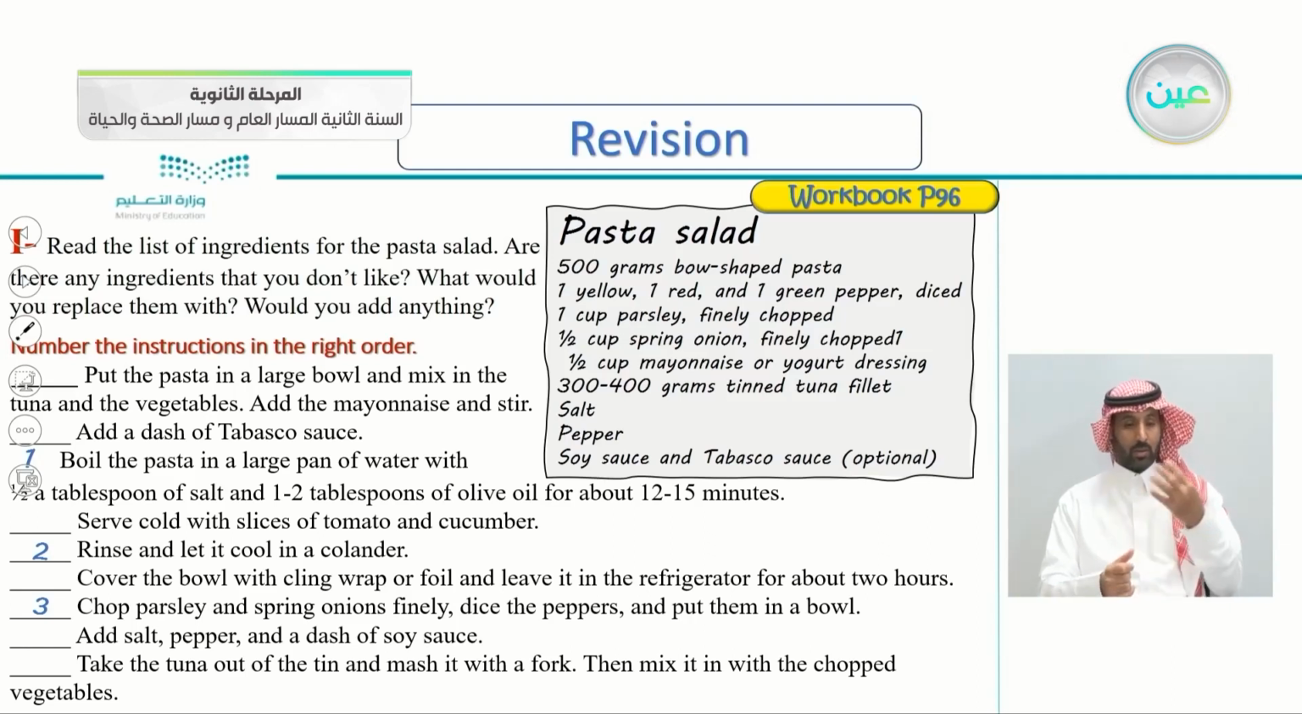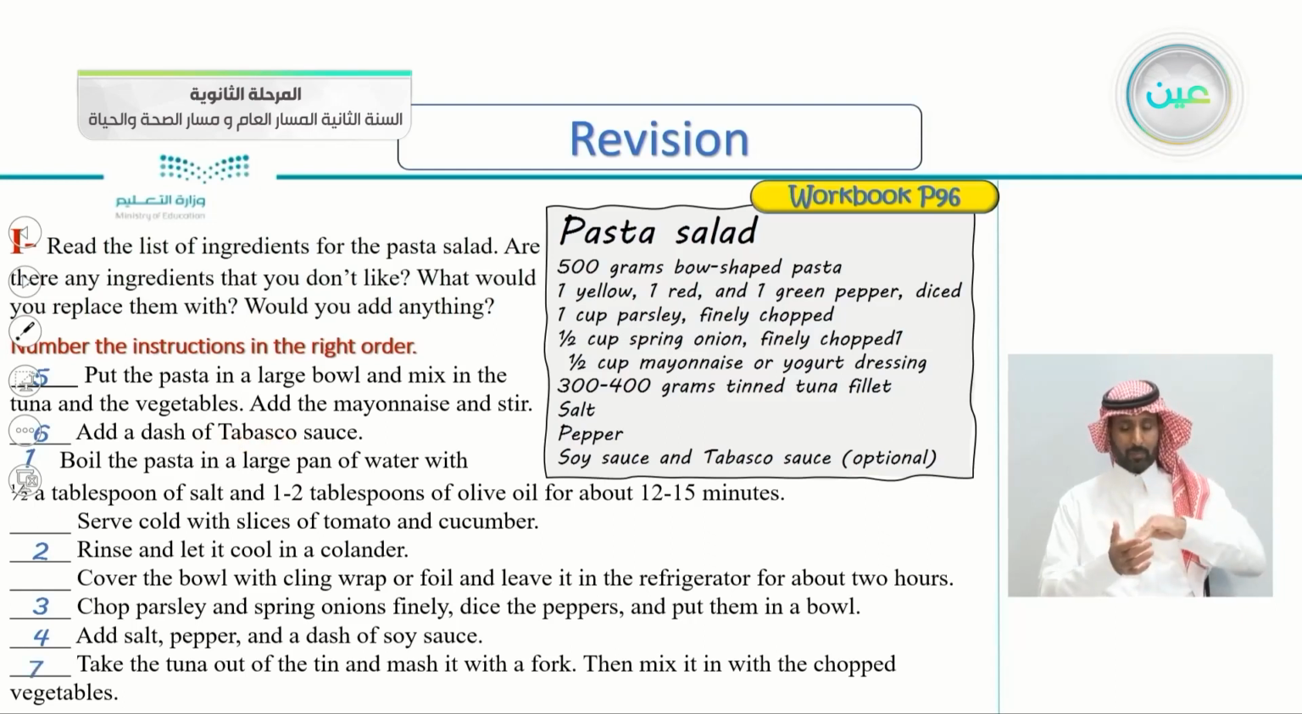Number 4, which one is step number 4 here? Number 4 would be to add salt, pepper, and a dash of soy sauce. Number 5, what's step number 5? Number 5 is to put the pasta in a large bowl and mix in the tuna with vegetables, add the mayonnaise and stir. And number 6 would be add a dash of Tabasco sauce. Of course, for me, I wouldn't make this 6th step here.